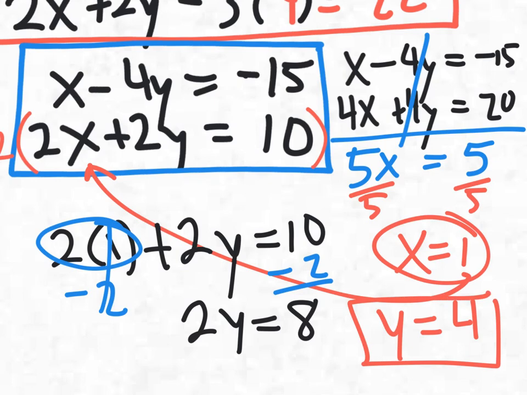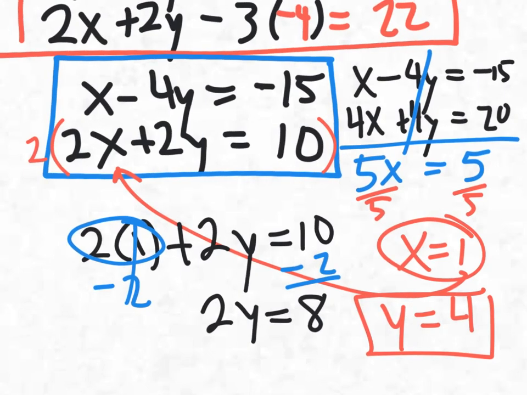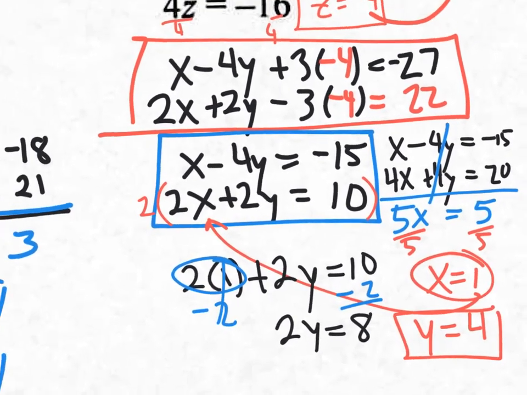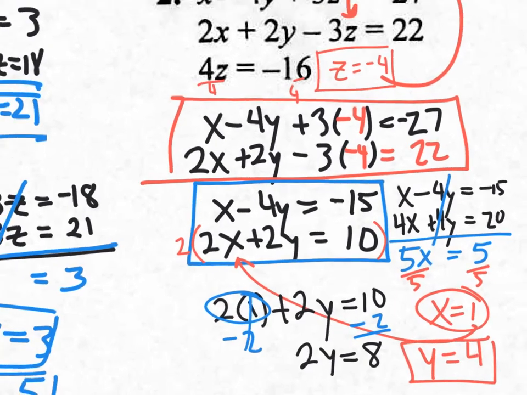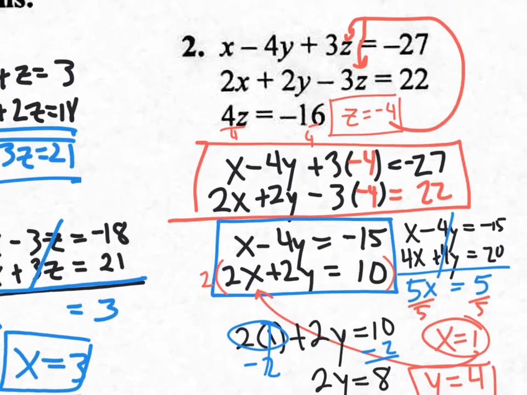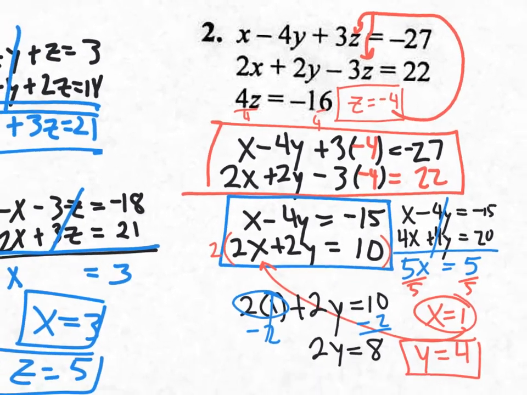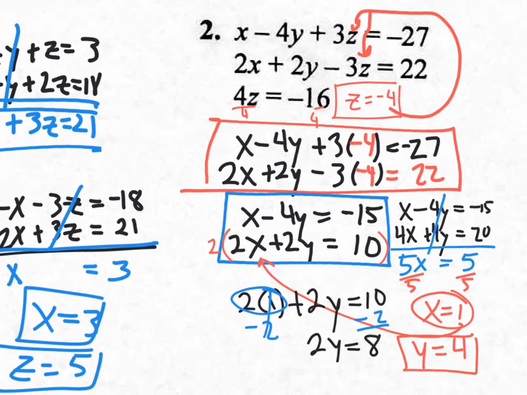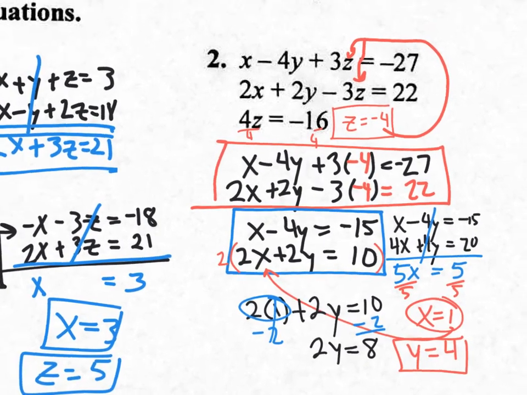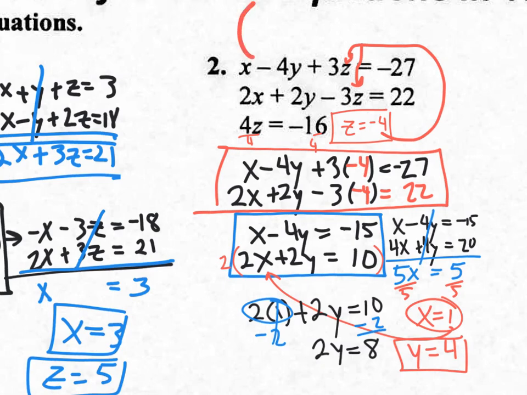Okay, so for my third answer, all I need to do is take that 1 and 4 and plug it back into any equation on the original. x is 1, y is 4. Oh, we already have z. Yeah, so we're done. Let's just write it as an ordered triple. Parentheses, 1, comma, 4, comma, and we originally had negative 4 as z.